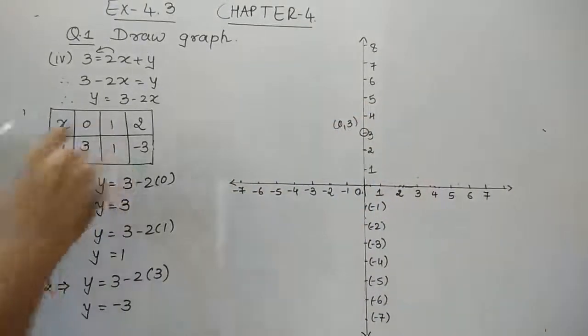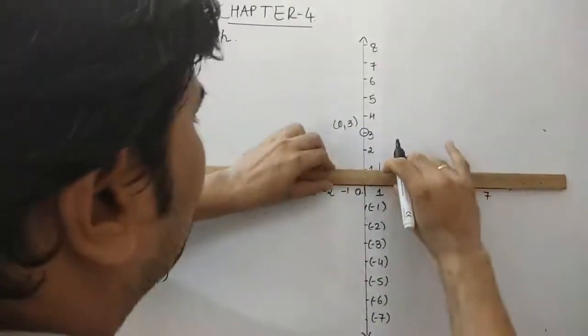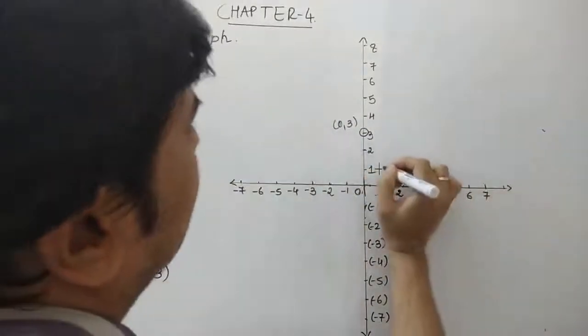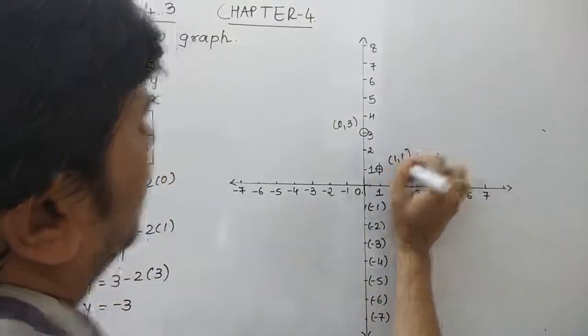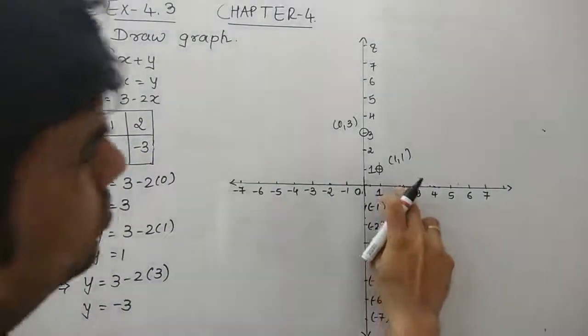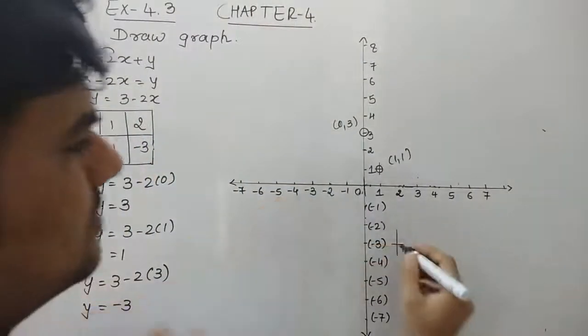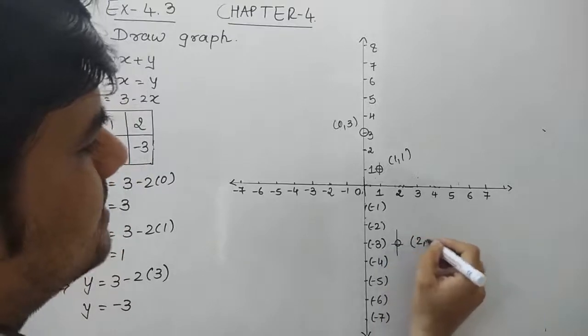Let us go for the second, x is 1 and y is 1. They both are supposed to be represented here, when x is 1 and y is 1. So they both intersect here. This is 1, 1. The next is x is 2 and y is minus 3. x is 2, just a second. Yes. And y is minus 3, and minus 3 is here. So this is 2, minus 3.